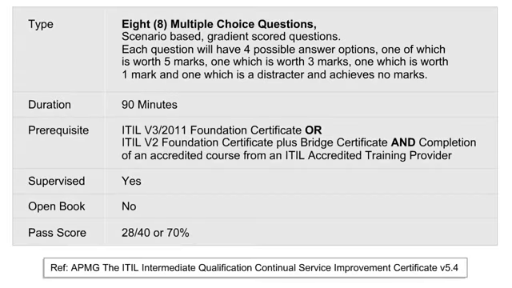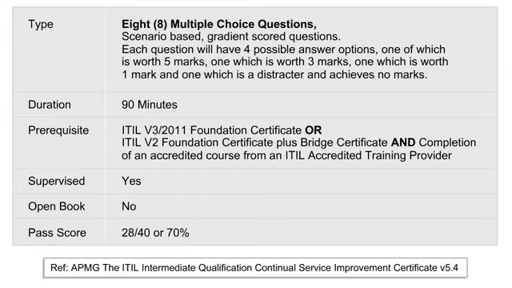The ITIL 2011 Continual Service Improvement exam consists of 8 multiple-choice questions, which will be scenario-based, gradient-scored questions. Each question will have 4 possible answer options, one of which is worth 5 marks, one which is worth 3 marks, one which is worth 1 mark, and one which is a distractor and achieves no marks. The duration of the exam is 90 minutes.